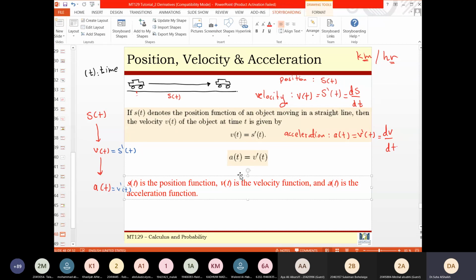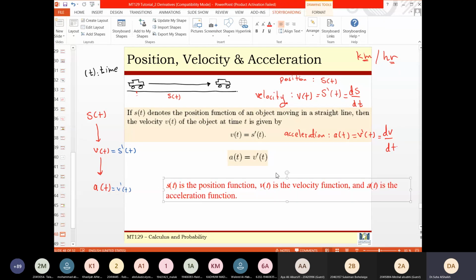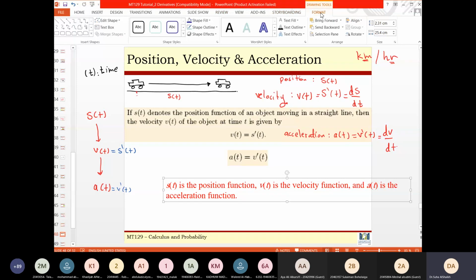Now this can be applied to any moving particle. The car is an example. I can have a stone that I'm throwing from up to down. I can have a rocket going from bottom to top. All of those are examples of a moving particle. Of course, this is going to be in the quiz.